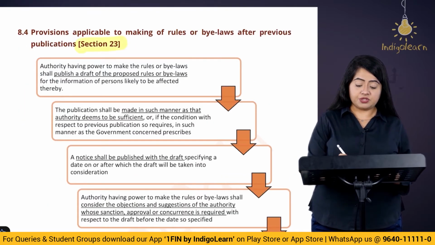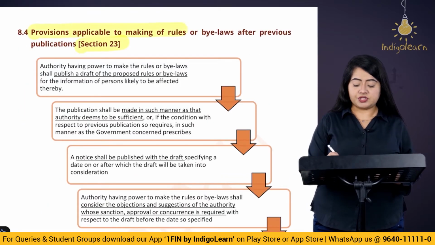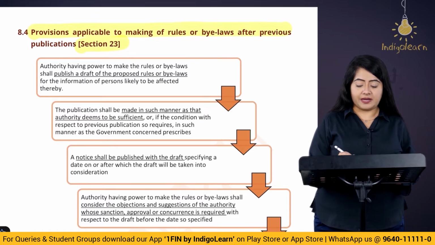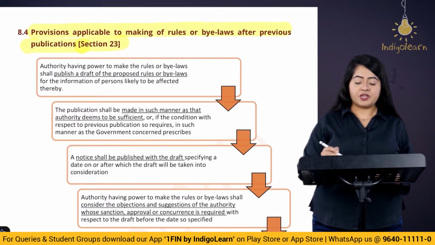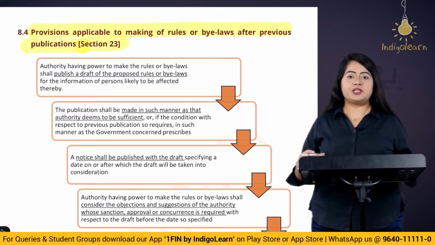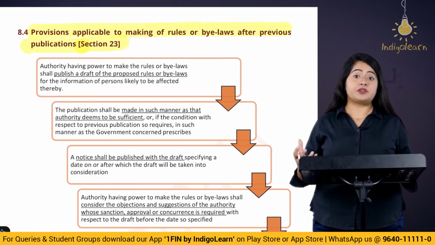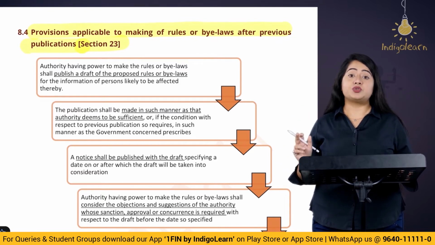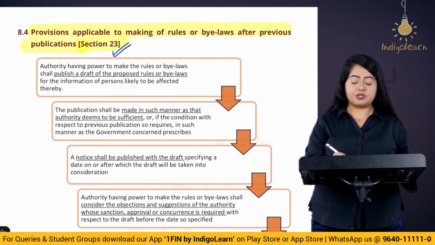Next we are taking section number 23, which talks about the provisions which are applicable to making of the rules and bylaws after previous publication. So with respect to any act, if any rules or bylaws are to be created, then what is the procedure that the government should follow? With respect to that, we have section number 23.